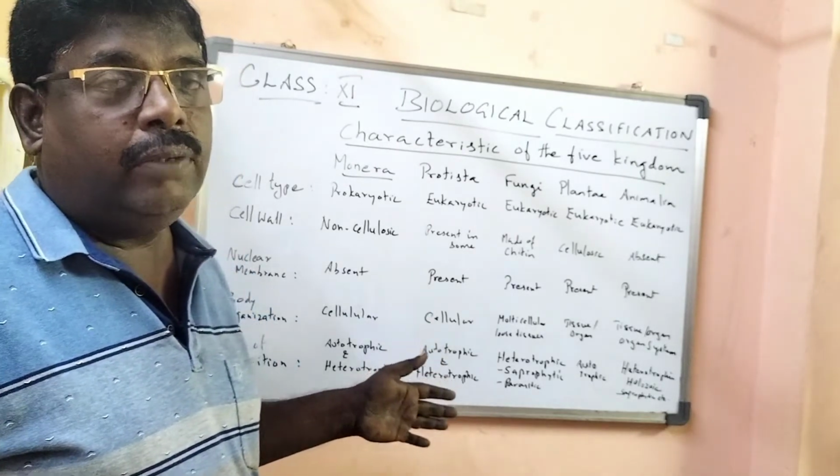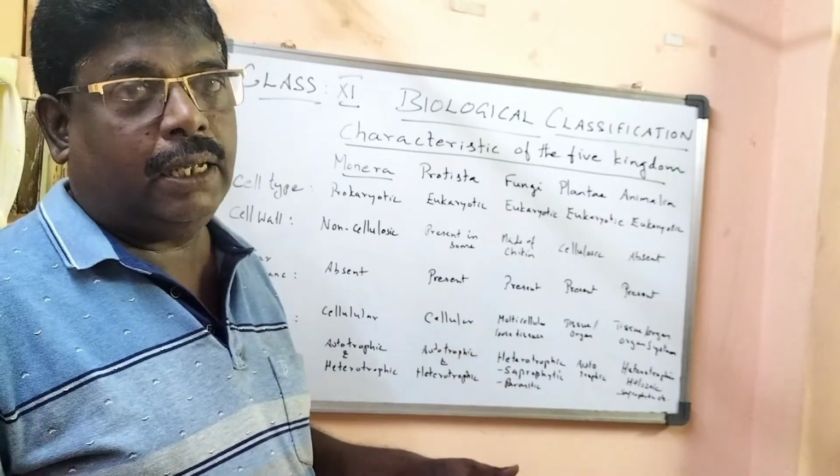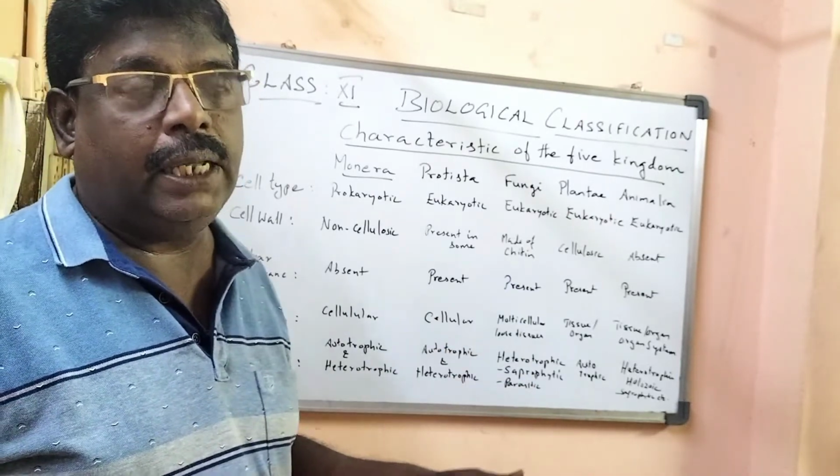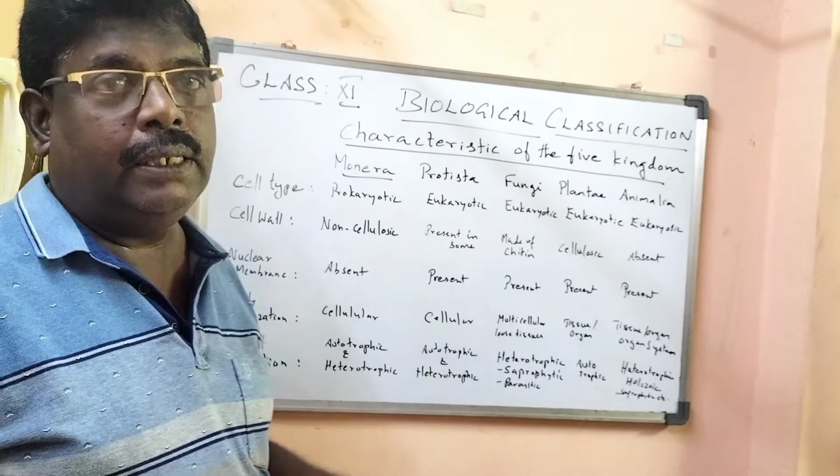About kingdom Monera, we have to study about the bacteria. There are two types: Archaebacteria and Eubacteria. That I will explain in my next video.